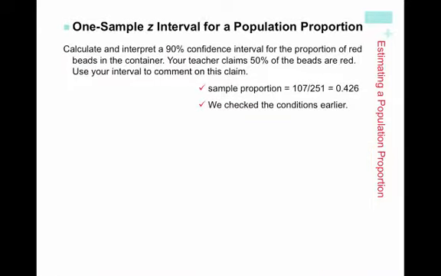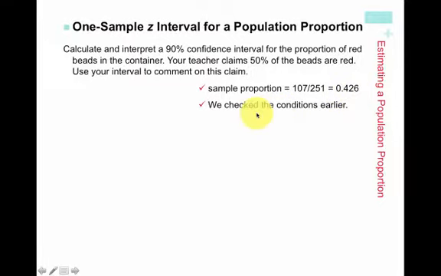So, back to our beads. Calculate and interpret a 90% confidence interval for the proportion of red beads in the container. I'm going to claim that 50% of them are red. Let's see if you believe me. So our sample proportion, our p hat, was 0.426.